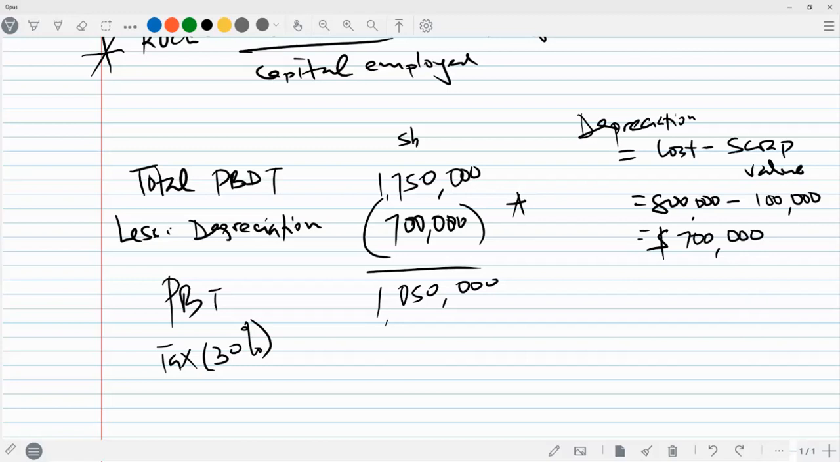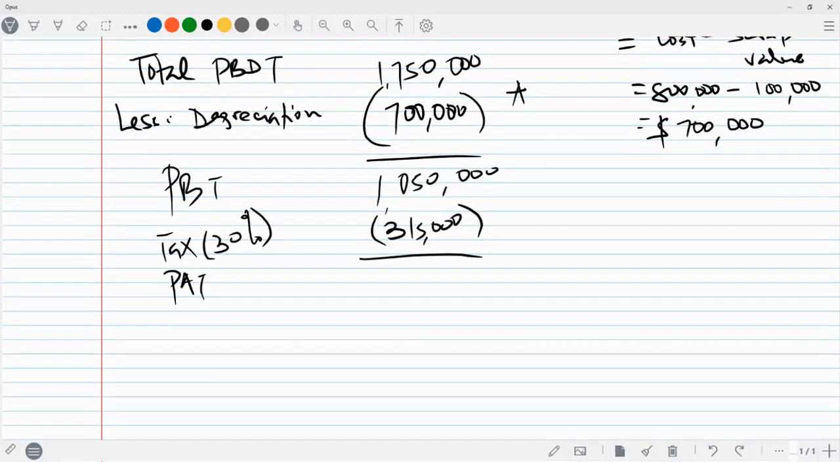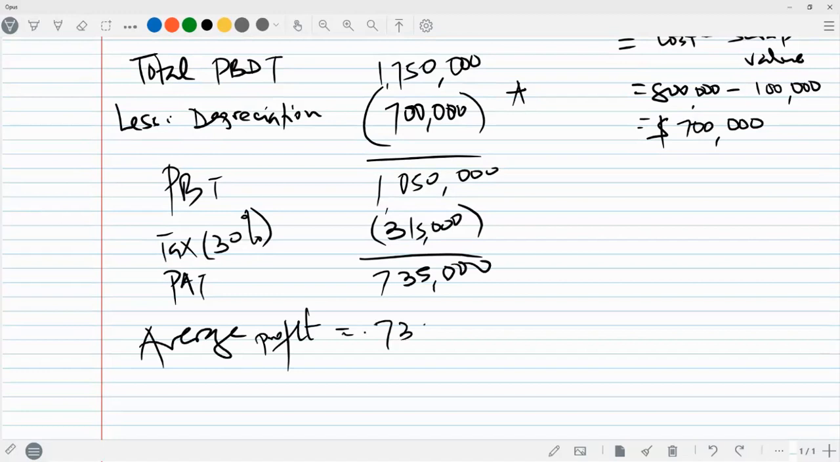Tax, you pay how much? 30% of 1,050,000, that is 315,000. Therefore, you have profit after tax equal to 735,000. Maybe 7. 705,000. Yes, 705,000. Therefore, average profit to be earned: it's total profit 705,000, we divide by the number of years, which is 7, and you get 105,000.